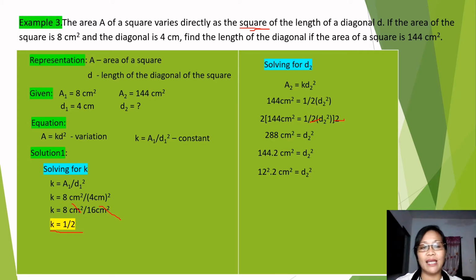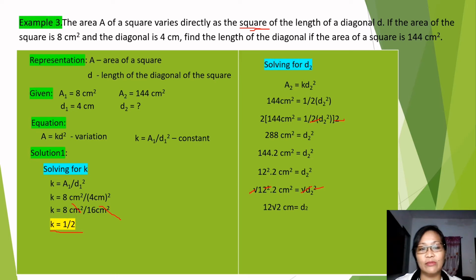Then, to extract the square, we need to put radical sign on both sides. So we have now square root of 12 squared times 2 centimeters squared is equal to square root of D sub 2 squared. Then we're going to bring out all the perfect squares. So we have this one and this one. Therefore, we have D sub 2 is equal to 12 square root of 2.